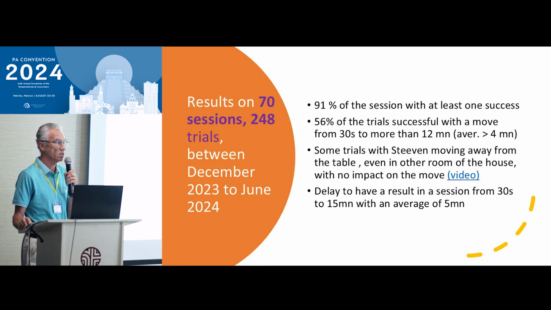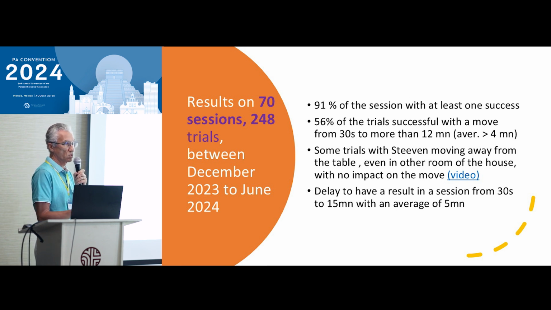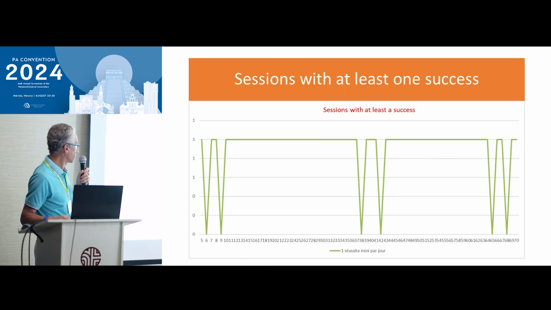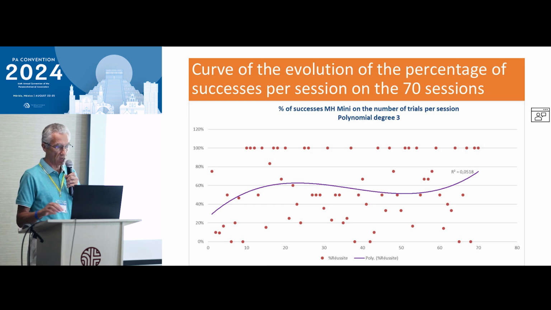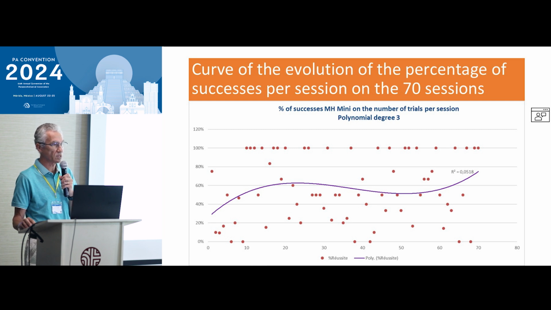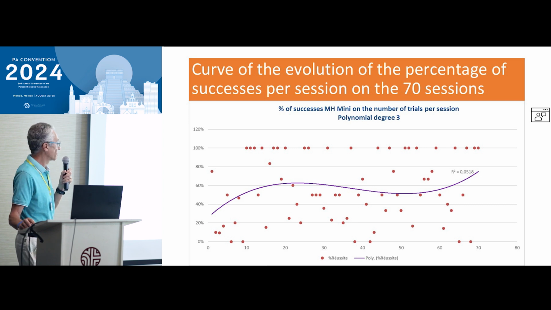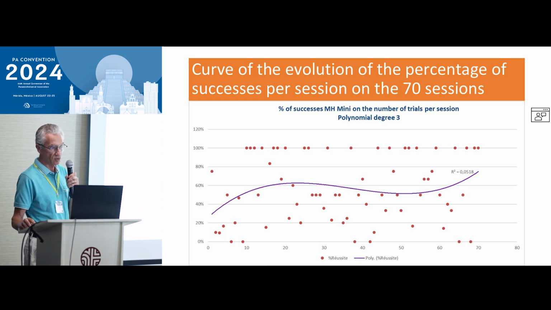So what we call a session, as I explained, is that he starts the session, he makes some trials, and he ends the session at the end. And so we have only, as you can see on the graphics, six sessions where there is no success. The others were successes. And if we look at the trials, we find six trials at 0%, and the others were at 100%, or in between. And so globally, it's a 56% success. And you can see on the curve that we don't really see a decline effect.